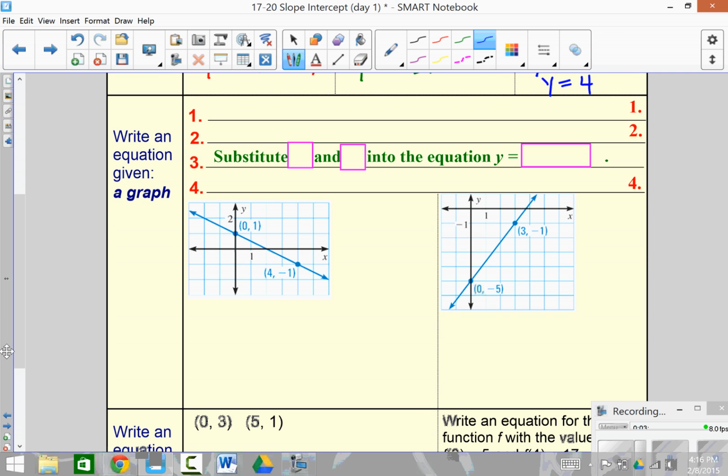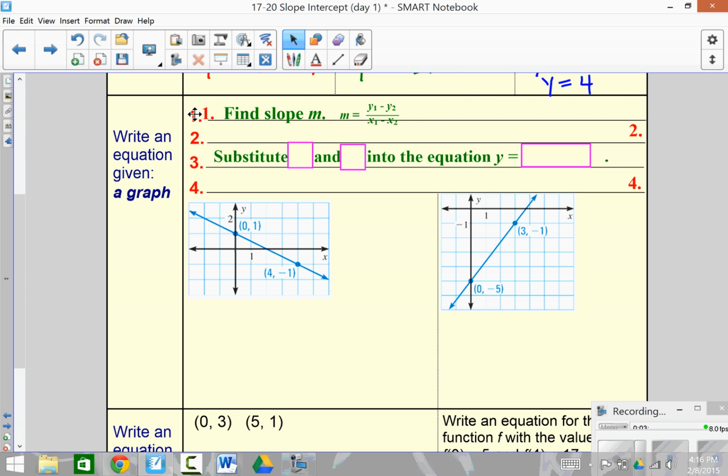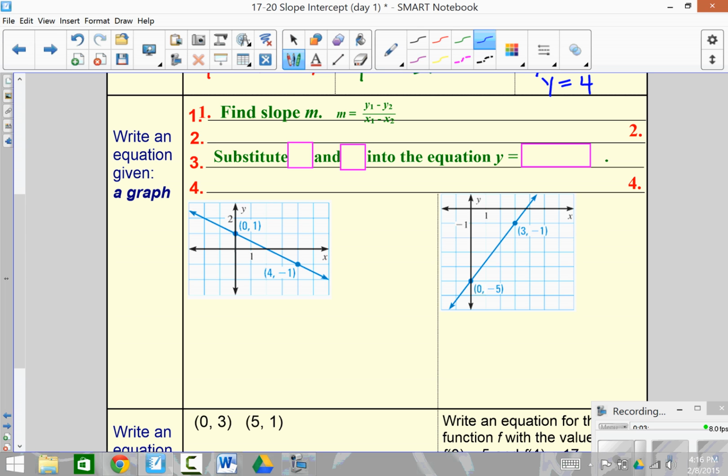Second part, how do you write an equation if I were to give you just the graph? Okay, you're going to get graphs, and I'm going to ask you, can you write an equation of the line? Here are your 4 steps for this. Your first step is to find the slope first. Find the m of the y equals mx plus b. Now, sometimes on the graph you can count it. You can also use the slope formula if you want to use that to calculate the slope.